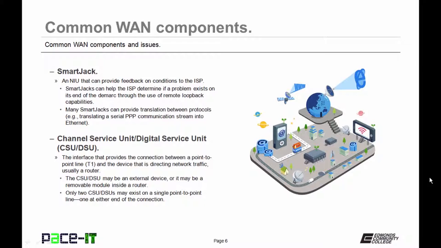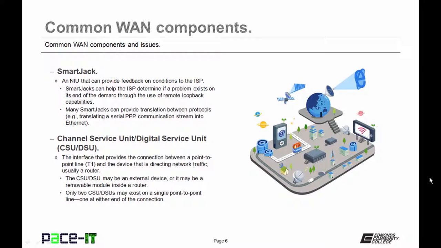One type of NIU is the smart jack. It's an NIU that can provide feedback on conditions to the ISP. Smart jacks help the ISP determine if a problem exists on its end of the DMARC through the use of remote loopback capabilities. Many smart jacks can also provide translation between protocols, as in translating a serial PPP communication stream into Ethernet.